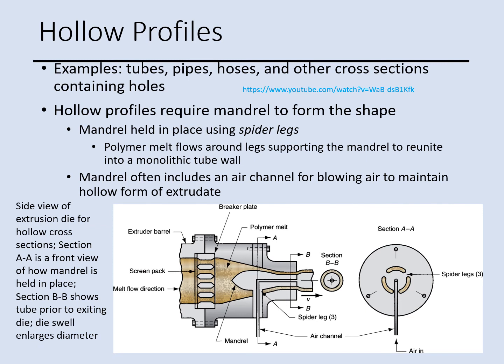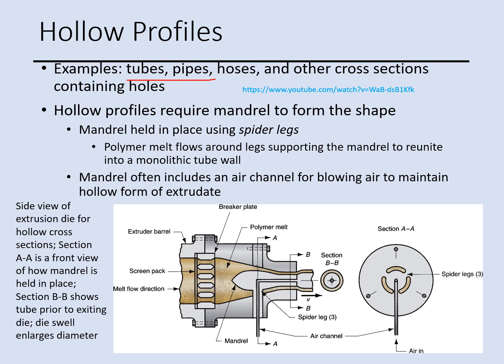We also can make hollow profiles in the extrusion process. Here are some examples. As you see, we can make tubes, pipes, hoses, and also we can create other cross sections that contain holes in them. The hollow profile requires a mandrel, so that is important. The mandrel is going to be used to form the designed shape.